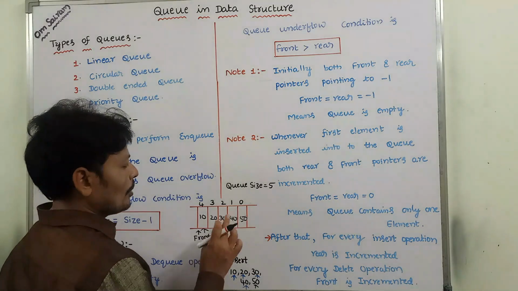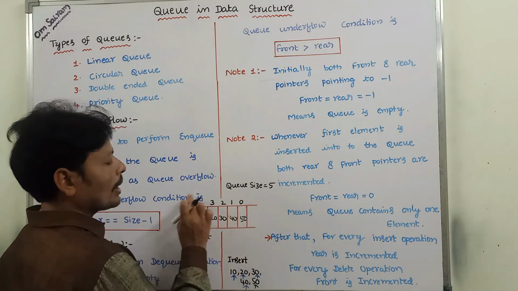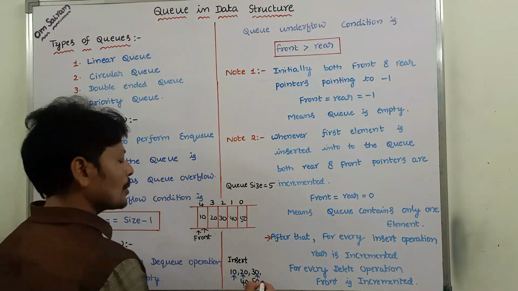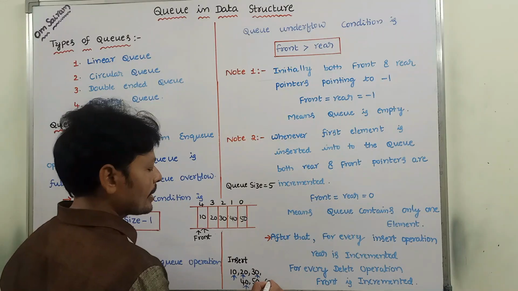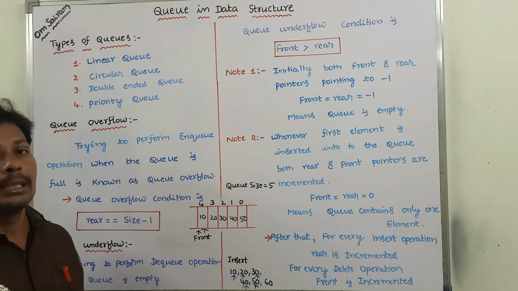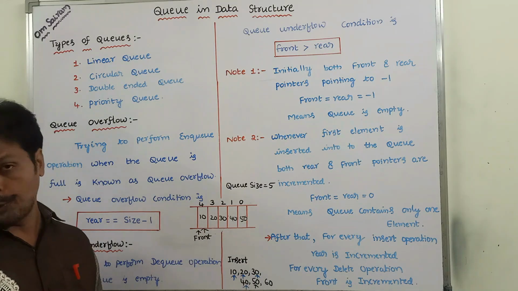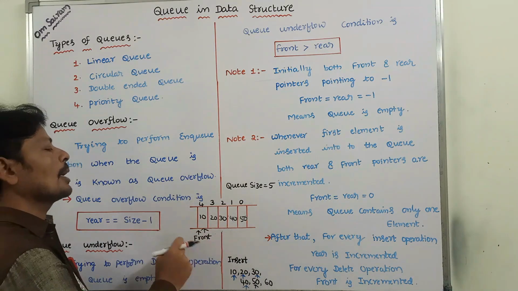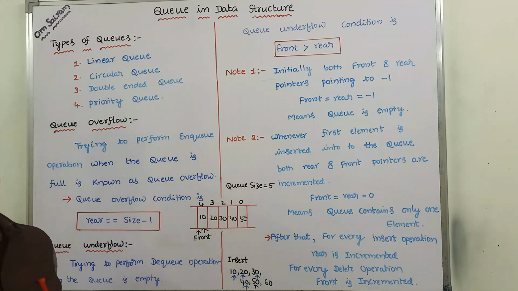Okay, so queue size is 5, queue contains 5 elements. At that time, we can say that queue is full. Suppose we want to insert element 60. It is not possible to insert 60 into the queue because queue is already full. That means queue contains 5 elements. So at that time queue overflow condition has occurred.